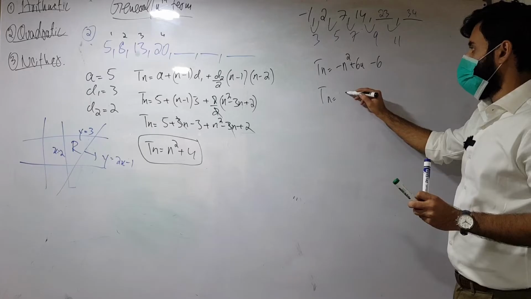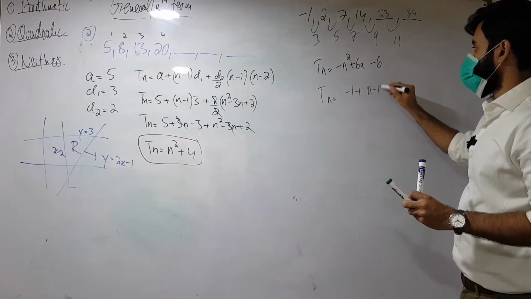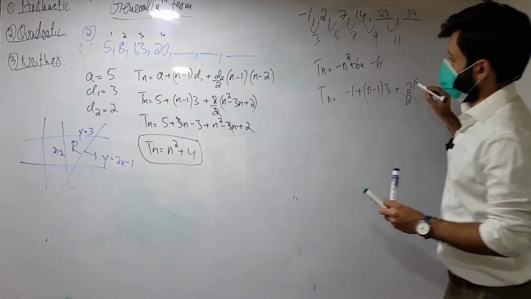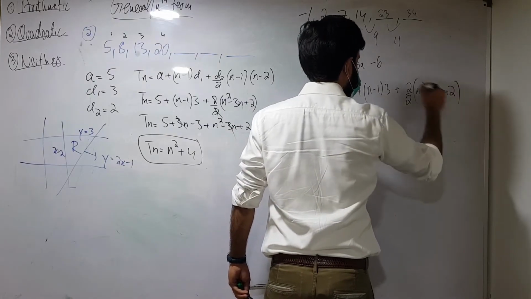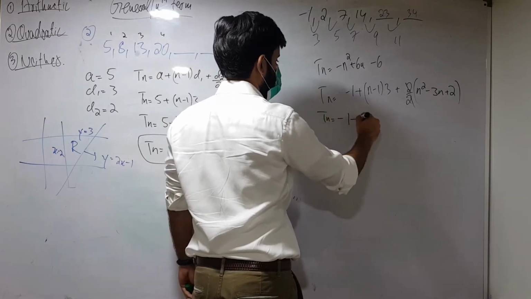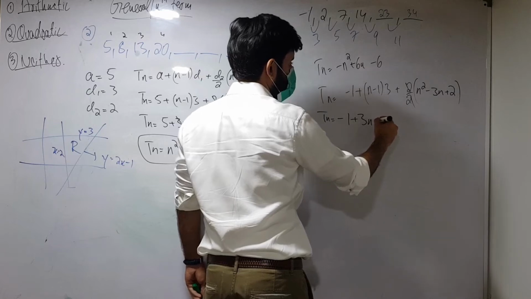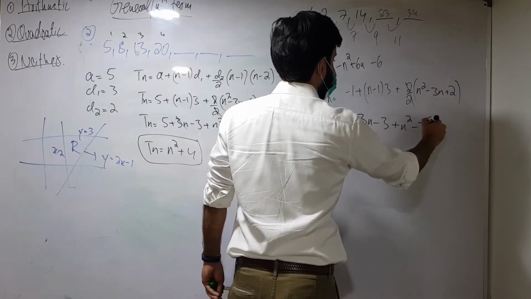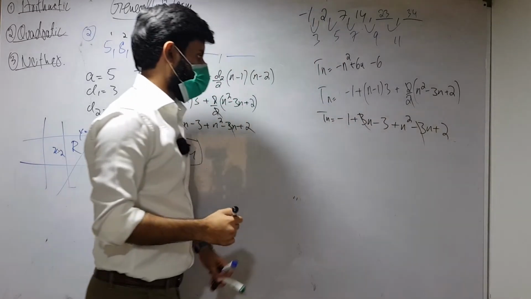चलो देखते हैं. Minus 1 plus n minus 1 into the first difference, which is 3, plus 2 upon 2, n square minus 3n plus 2. So these two get cancelled out. ठीक है. So Tn equals to minus 1 plus 3n minus 3 plus n square minus 3n plus 2. So plus 3n minus 3n will get cancelled out, right?